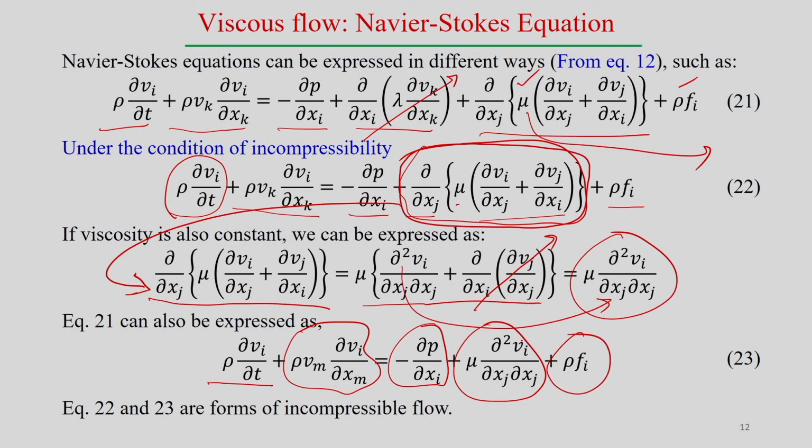So, all these equations 22 and 23 are forms of the incompressible flow, and if even viscosity remains constant, then in that case we can further simplify this equation. This kind of Navier-Stokes equation is applicable because a fluid flow problem we normally consider as a viscous flow problem.